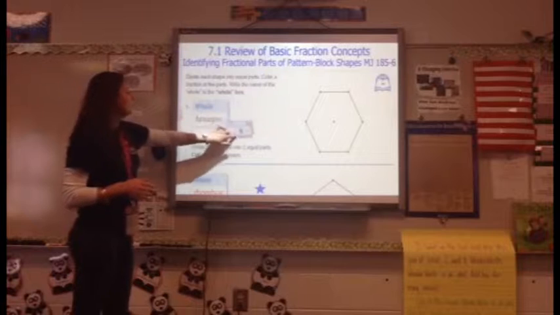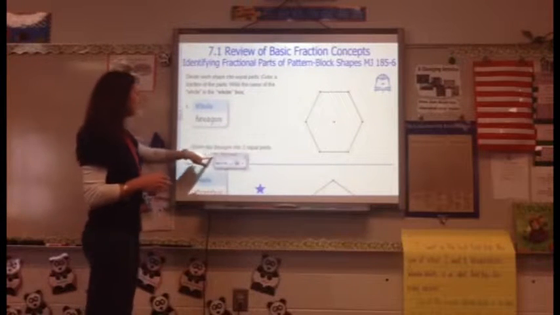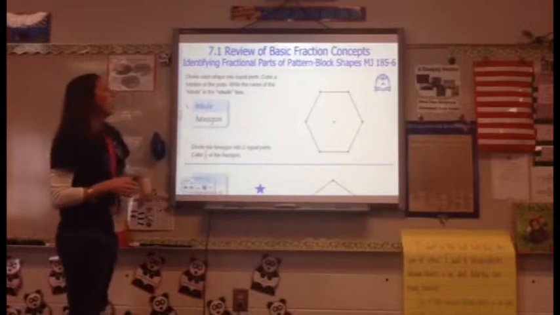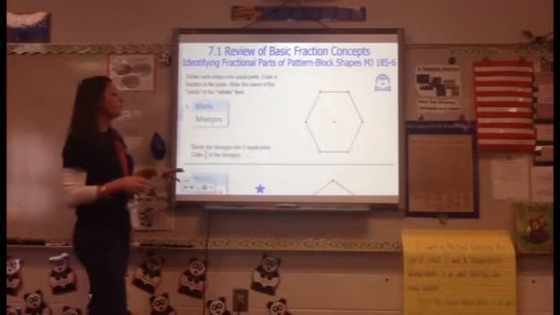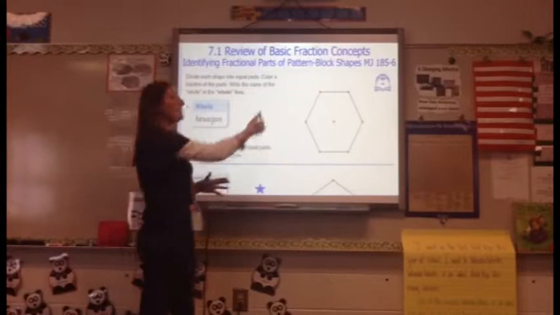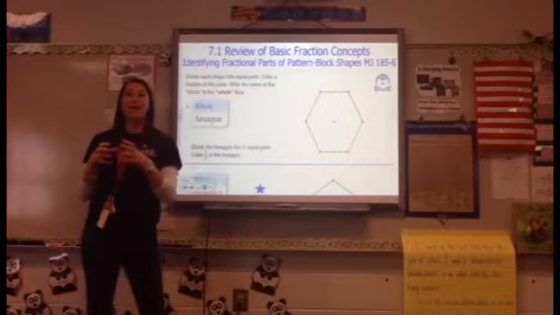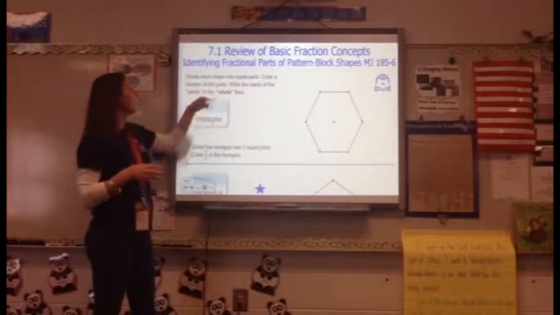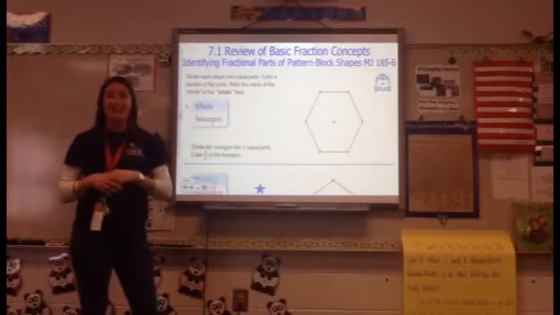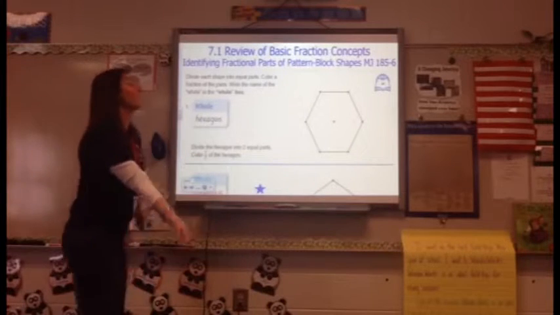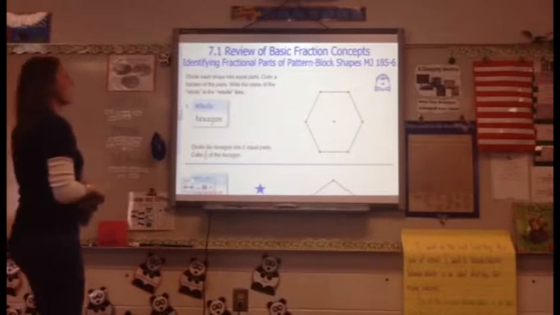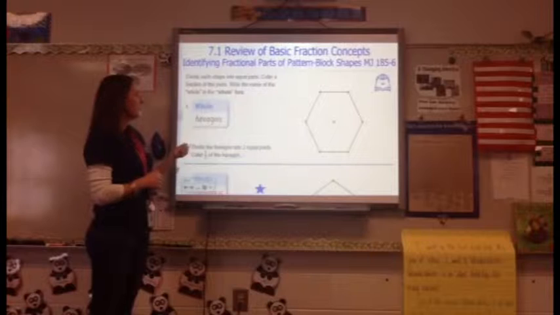Okay, what we're going to do today is go over our homework. We're going to have each one of you come up and divide our whole or our shape into pieces. And then we have to color the fraction parts that it asks us to. Okay? The first one we're going to do is a hexagon.